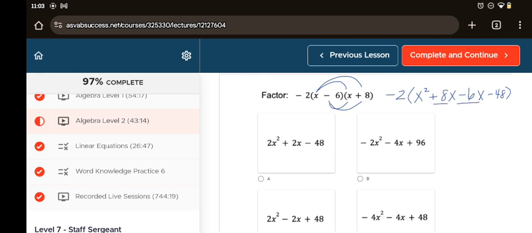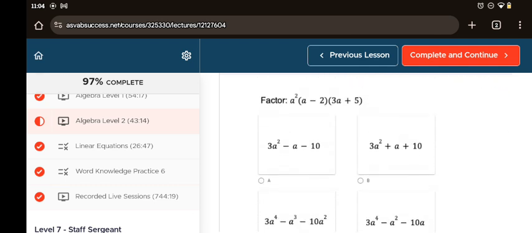And now we're going to distribute. Oh, actually, sorry, combine like terms. So x squared, 8x minus 6x is positive 2x, and then minus 48. Now we can distribute. Negative 2 times x squared is negative 2x squared. Negative 2 times positive 2x is negative 4x. And negative 2 times negative 48 is positive 96. So negative 2x squared minus 4x, positive 96. And our answer here is B.